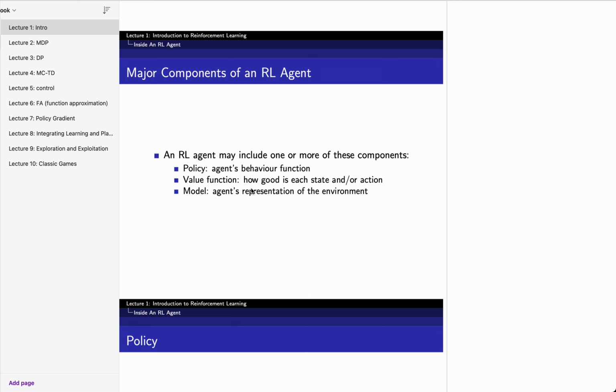And then the value function evaluates how good each state and/or action is. So there are two kinds of value functions. One is a state value function. At the current state, how good am I? Just to give you an example, 10 is better than minus 10, 5 is better than 0. So it's a value function to evaluate how good I am at the current state.